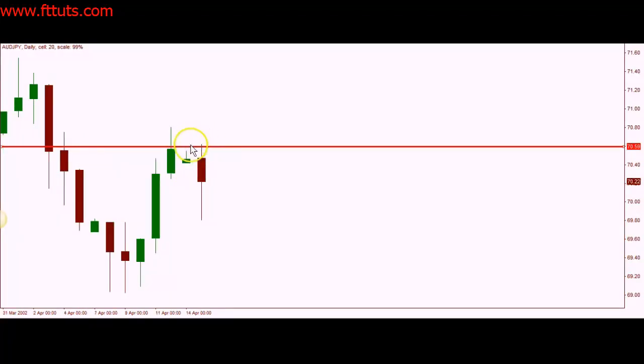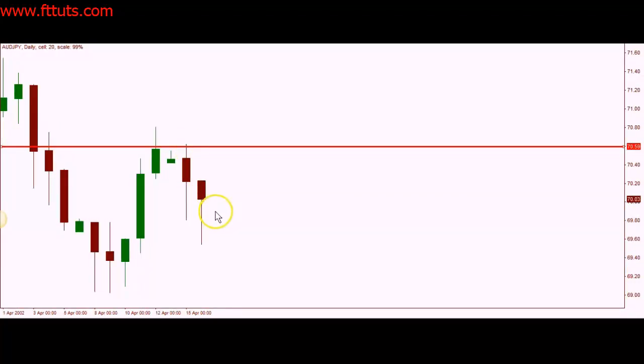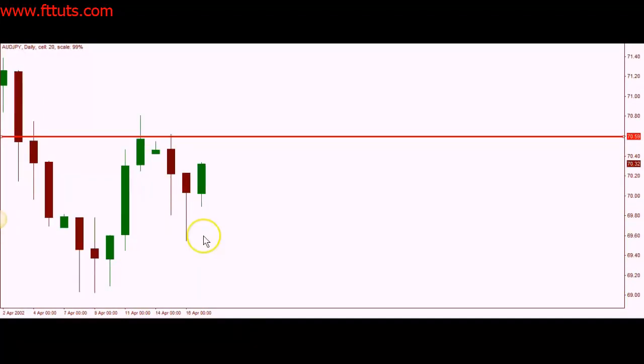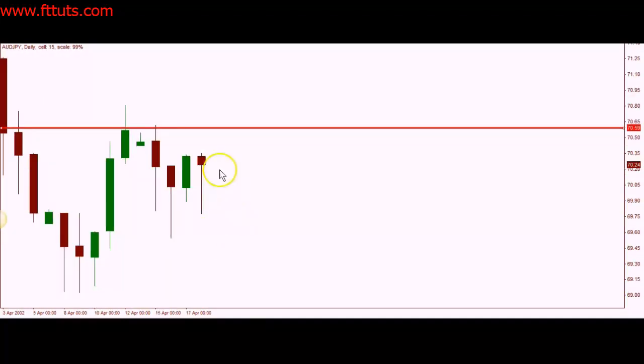And then this looks like a nice hangman here. I don't like the wick there, and I don't want to be this far down. I like to get as close to the support and resistance level as possible. Then the market continued a little bit to the downside. So we have a move to the downside, retrace, and then move back down. This is just looking exactly like a hangman right here, both of these. This is a nice hangman, but it's not near my level.